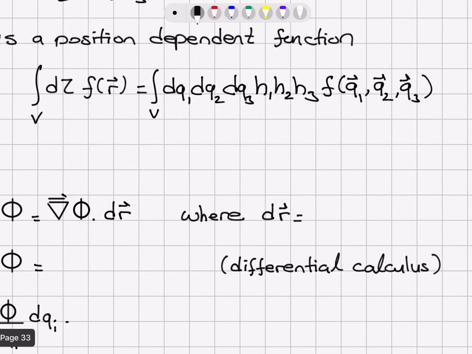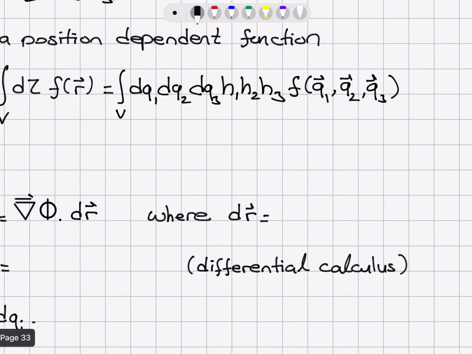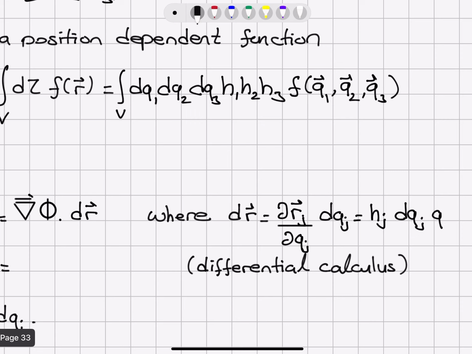Now the displacement we have found in curvilinear coordinates is given by del r, del qj, the change of the position vector with the coordinate qj, dqj, which is equal to the scale factor hj qj hat times dqj. So hj dqj in qj hat direction, the unit vector on the qj coordinate axis.